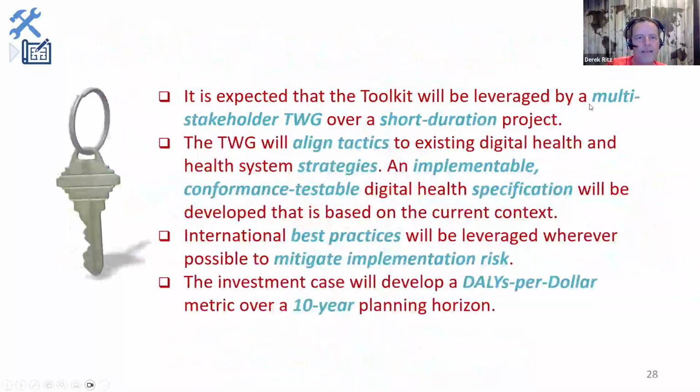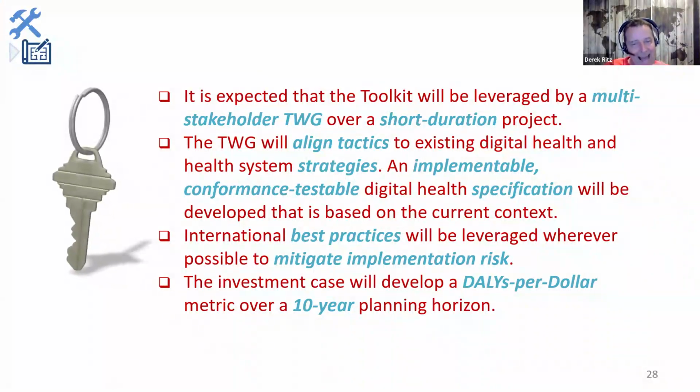Okay. What are the key takeaways here? It's expected that the Toolkit will be leveraged by a multi-stakeholder TWG, and it's expected that this is going to be a short duration project. This is not years and years and years. This is a little less conversation, a little more action. The TWG aligns tactics to existing digital health and health system strategies, and, it's easy for me to say, an implementable, conformance testable digital health specification will be developed as the base of this.